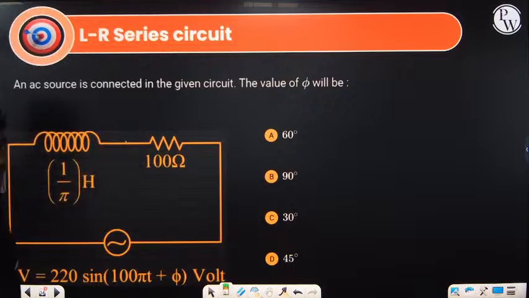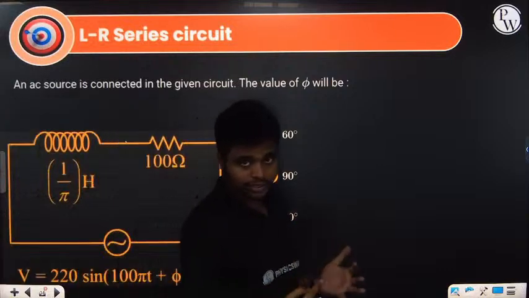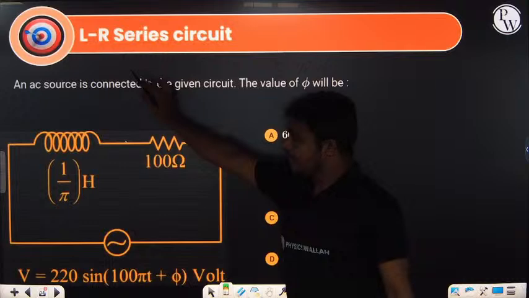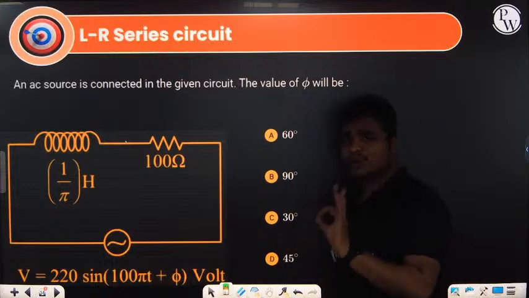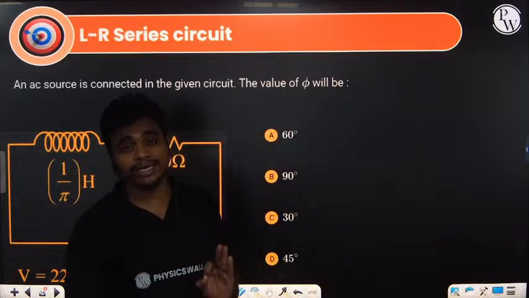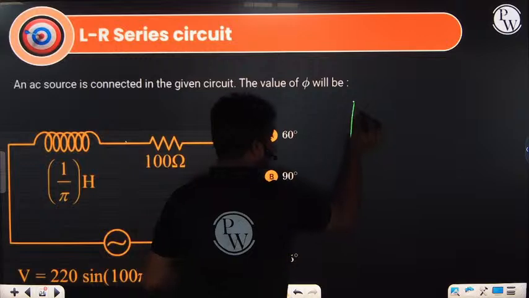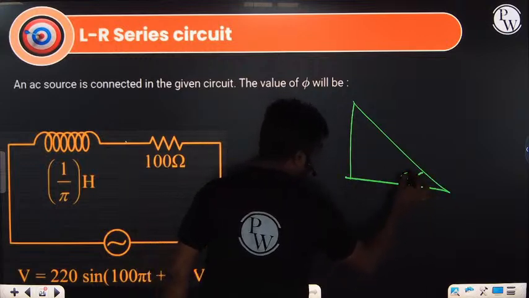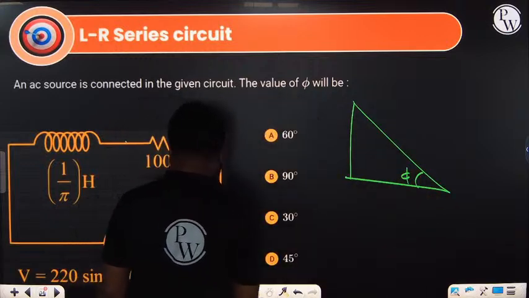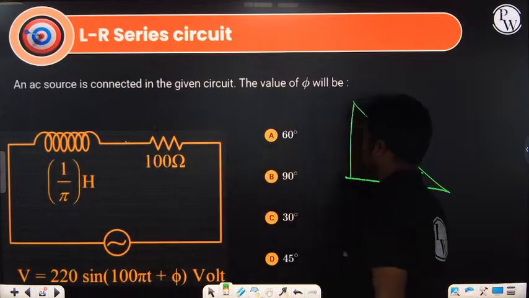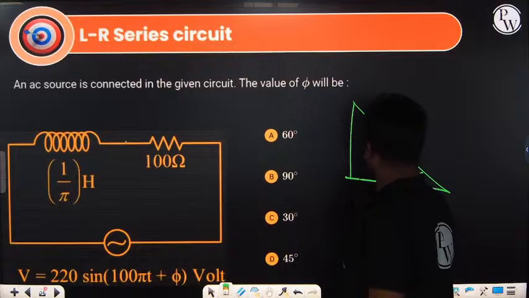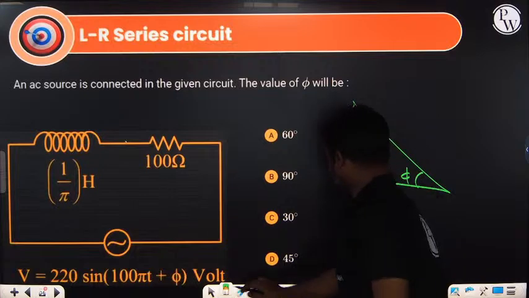Now the circuit is LR. We discussed L, we discussed C. Now here it will be LR, so inductance is also there, resistance is also there. What they're asking is the value of phi. Whenever they ask for the value of phi, draw the impedance triangle. Draw it in such a way that this angle is phi, the phase angle. The voltage is given as 200 sin(100 pi t plus phi).